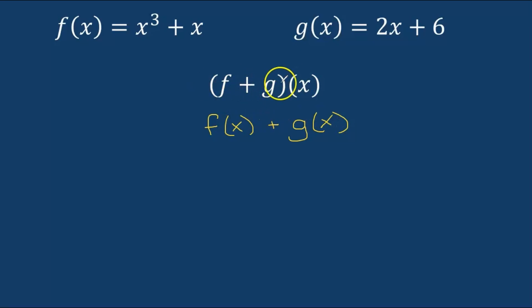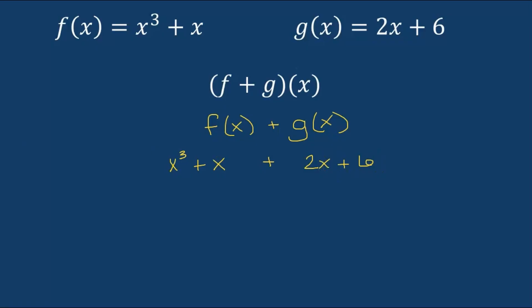The reason that we do this, the best explanation I can come up with, is that mathematicians are inherently lazy. We don't like to write extra notation if we don't have to. So they've come up with this really easy way to see what we are actually doing with these two notations. So all we have to do is get right to work adding these two functions together. F of x is x cubed plus x, and that's being added to g of x, which is 2x plus 6. It's as simple as that.